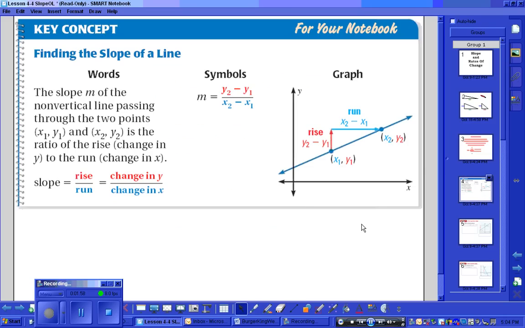And this is what your textbook has to say about it. If you look at it in words, we would say we're comparing the rise to the run. In symbols, we would compare the difference in the y values over the difference in the x values. And on the graph, you could physically see how far up and how far over.